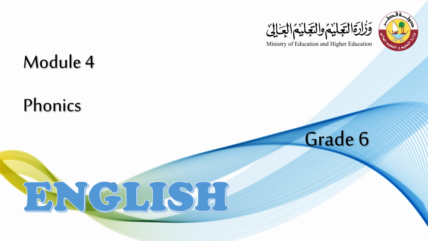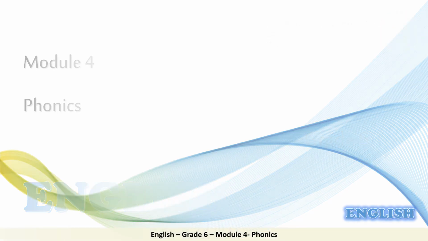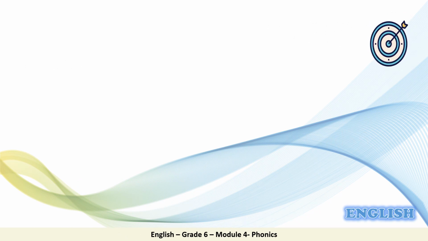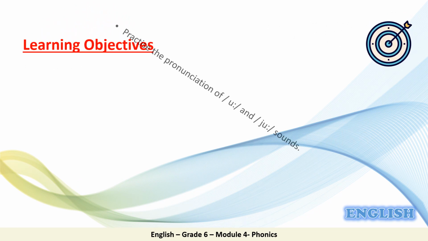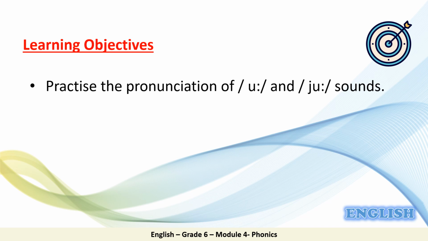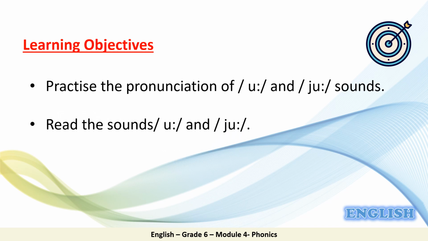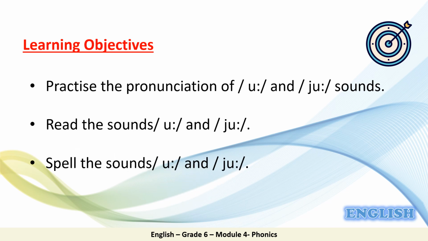Today, we're going to continue with Module 4, and we're going to study phonics. Today's lesson's learning objectives are: number 1, practice the pronunciation of the oo and u sounds. Number 2, read the sounds oo and u. And number 3, spell the sounds oo and u. All right, let's get started, everyone.